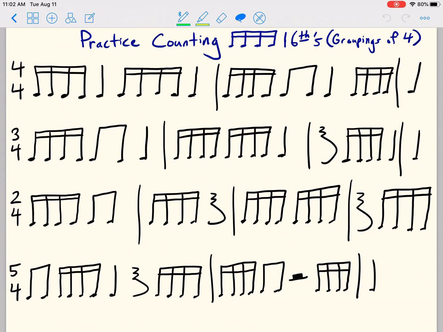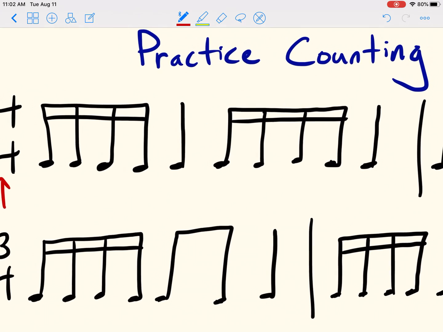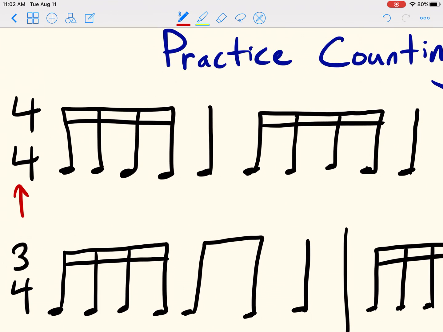In this video, we're going to practice counting 16th notes in groupings of 4. Let's go to our first example. We are in 4/4 time, and we're going to write in the counts for the first measure. We're not going to add a downbeat for now. We know that the syllables are going to be the number, which in this case is 1.